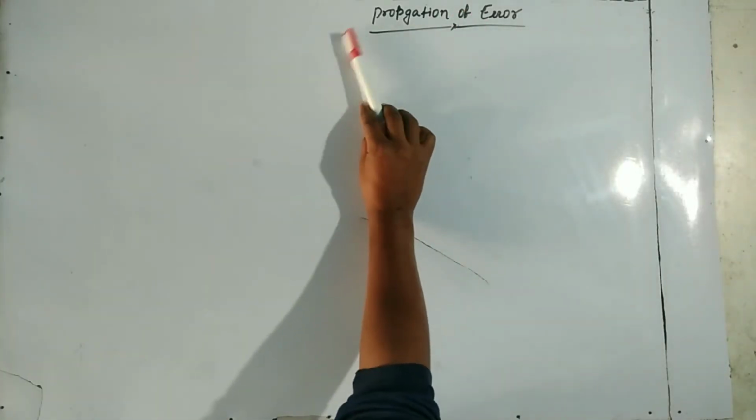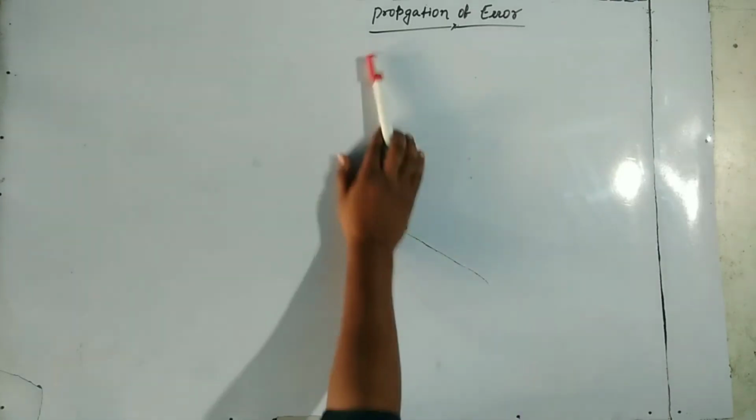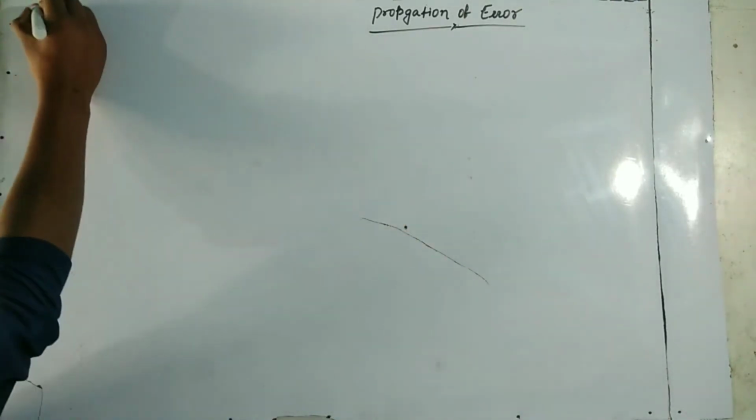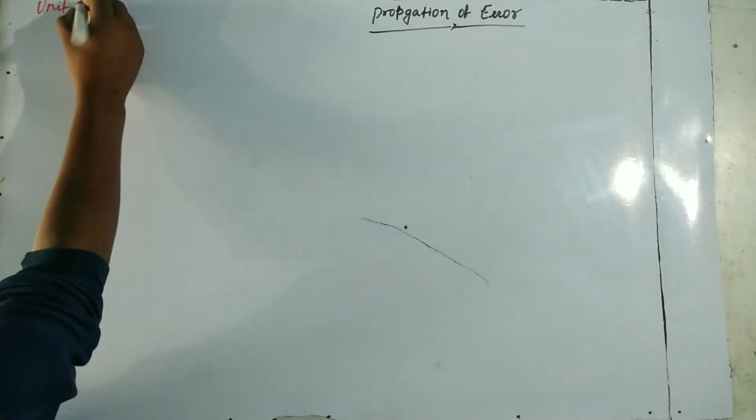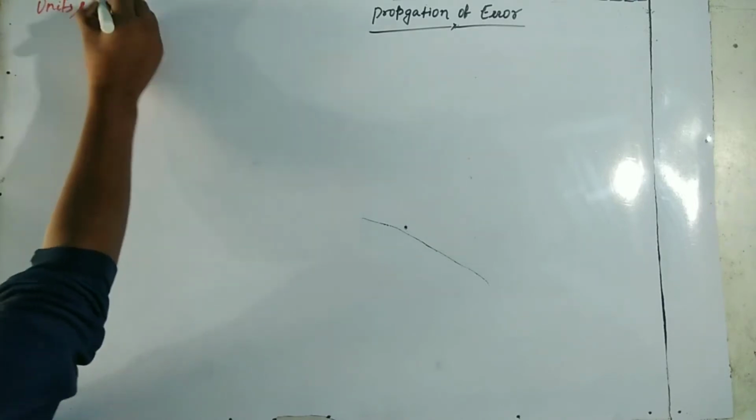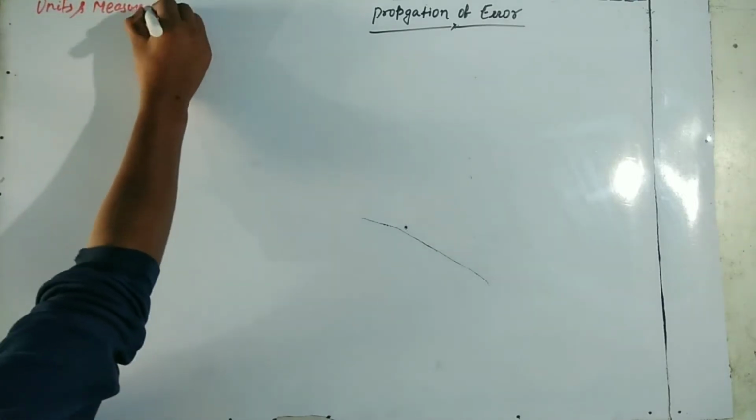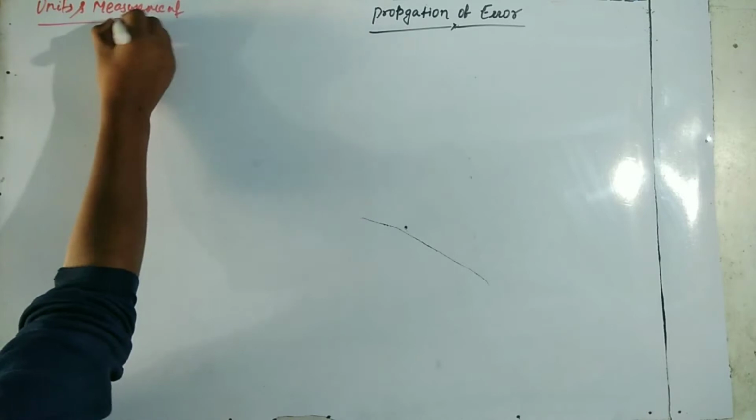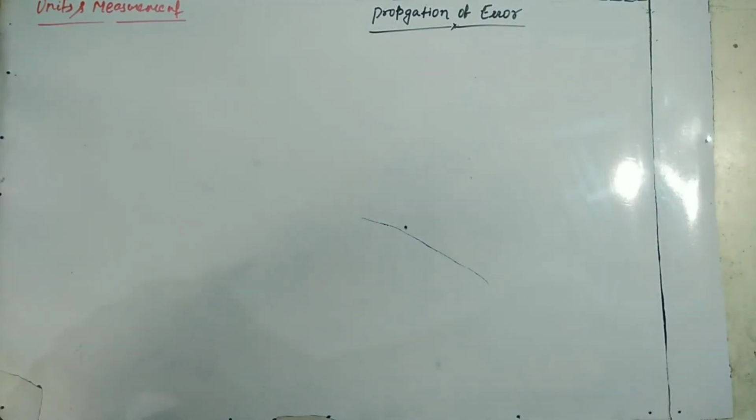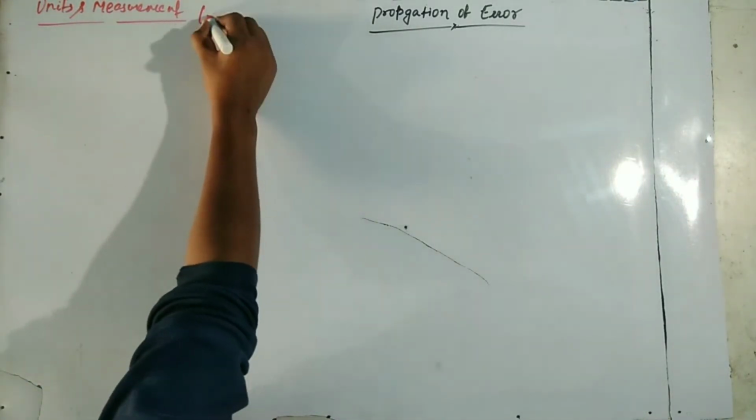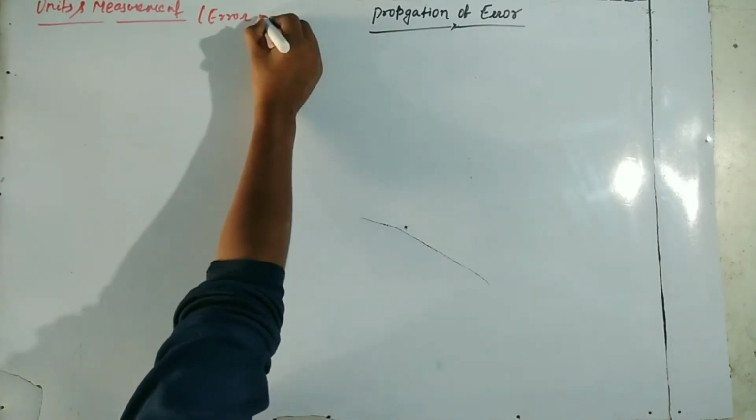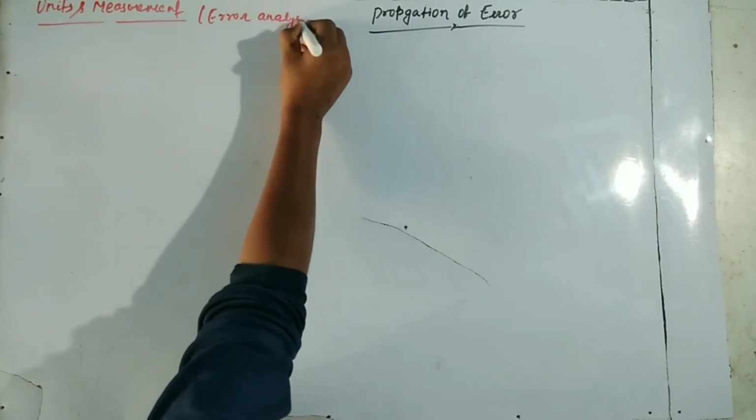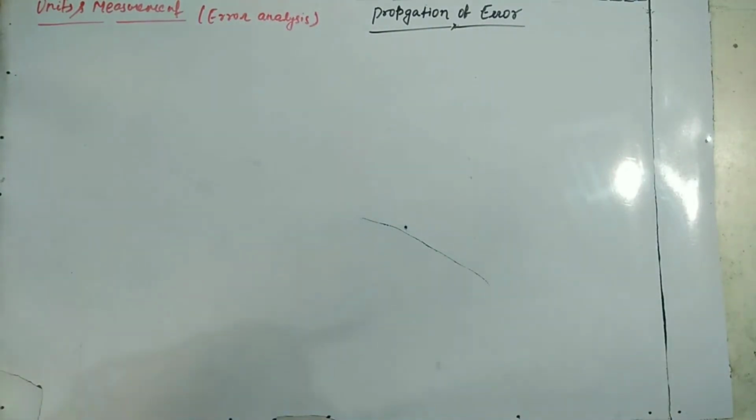Hello dear student, we are studying General Science Physics and today's topic is propagation of error. How the error increases, today we will discuss. So, propagation of error. This topic is from the Units and Measurement chapter and it belongs to error analysis.